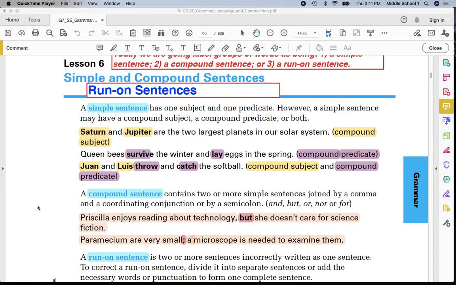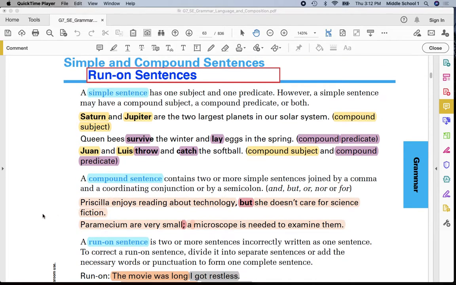Priscilla enjoys reading about technology, but she doesn't care for science fiction. You will notice the first part of the sentence and the second part of the sentence are highlighted the same colors. The middle portion, comma, and a conjunction are what join together the first sentence and the second sentence. When two simple sentences are combined by a comma and a conjunction, we call it a compound sentence. Let's look at the second example.